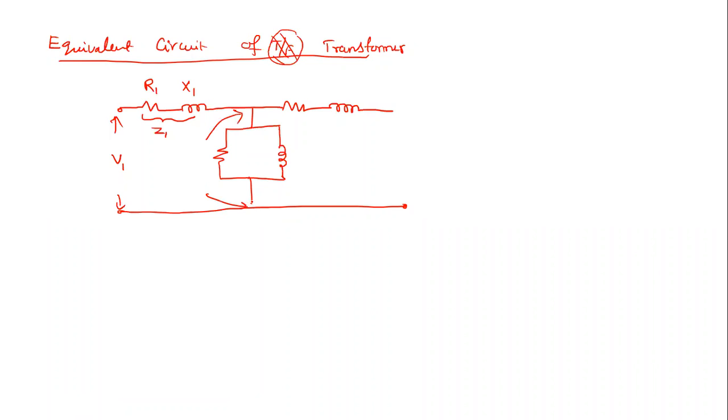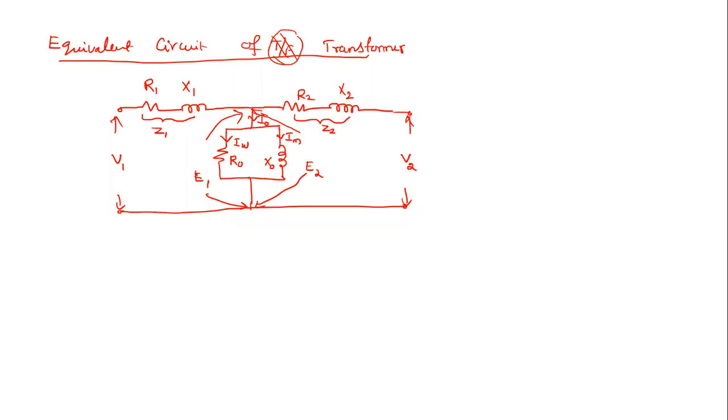Here is resistance R0, reactance X0, current through this IM, current through this IW, there is a current I0. R2, X2, combining these two, Z2, EMF induced with respect to this point, say E2. Sorry, terminal voltage available here is V2. This is the complete equivalent circuit of the transformer.